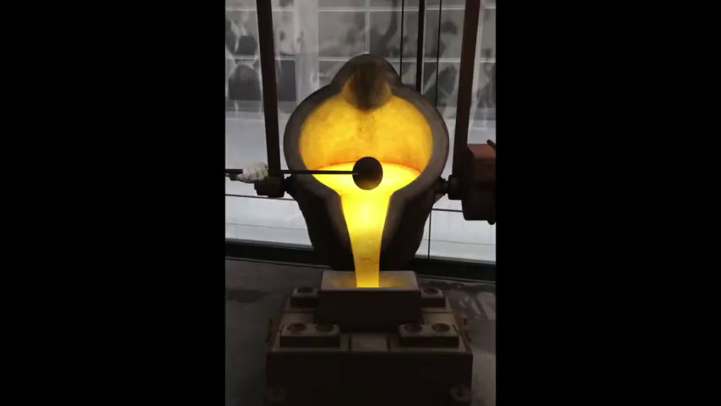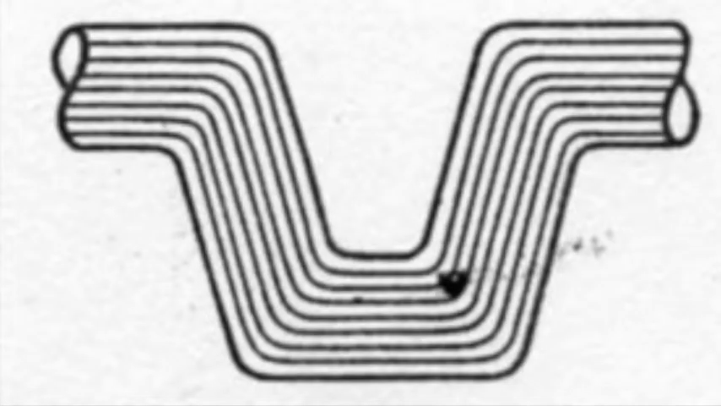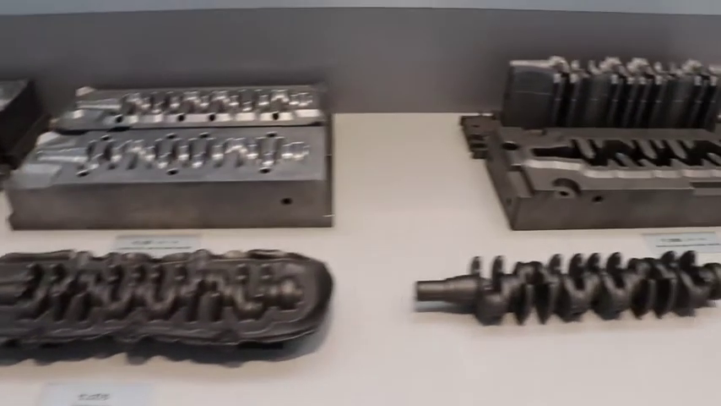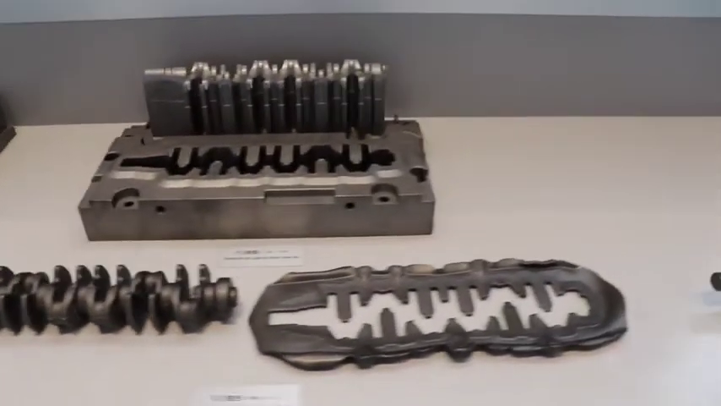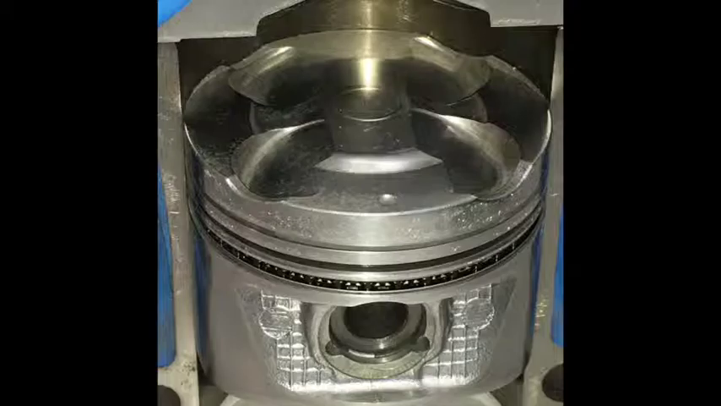When liquid metal cools, it has unordered random grains. Forging forces the grains to all line up in the same direction. It makes pounded parts stronger. This includes pistons, rods, and heads.